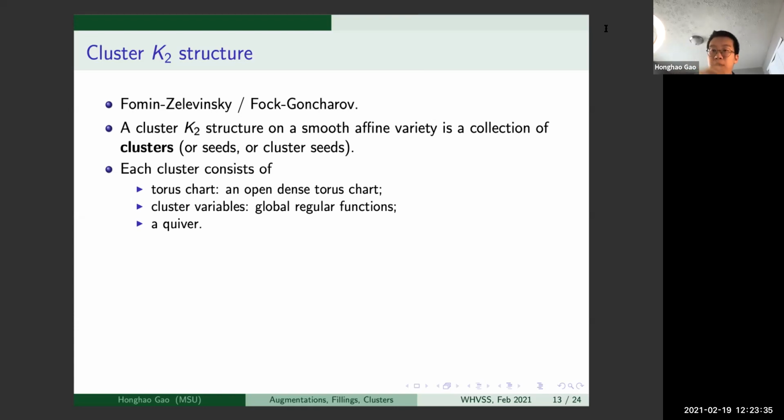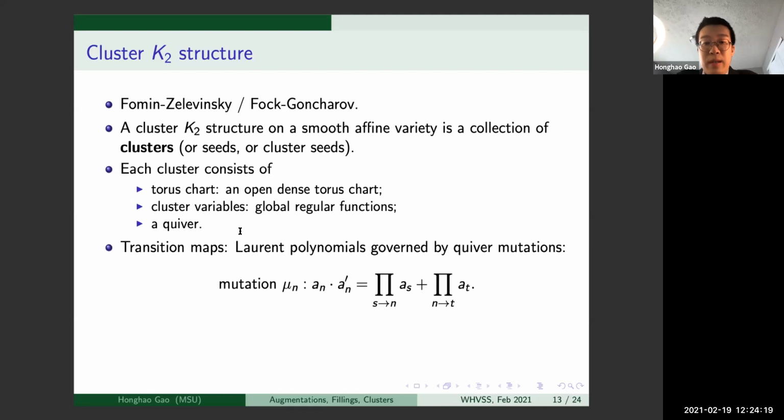So they are torus coordinates, but it's stronger than an arbitrary set of torus coordinates. They have to come from global regular functions on the entire variety. And the restriction of these global regular functions to the torus chart become certain torus coordinates on the chart. And moreover, the cluster variables from different cluster charts are related by a quiver, which is also part of the data inside this cluster. And this is actually a very strong algebraic construction because we require the transition maps to be certain type of Laurent polynomials. And these polynomials are governed by the quiver mutation.